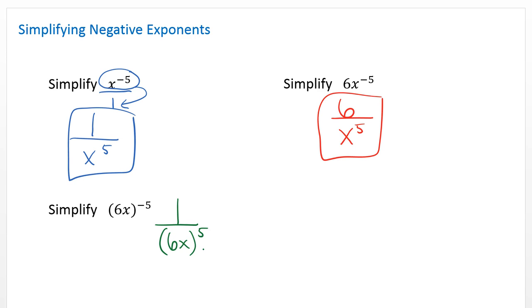Now if I were to simplify that further, that would be 1 over 6 to the 5th times x to the 5th, because that's what that means. Whenever you have multiplication in the parentheses raised to a power, that really means each one of those values is raised to the 5th. You could even simplify that further by evaluating 6 to the 5th.